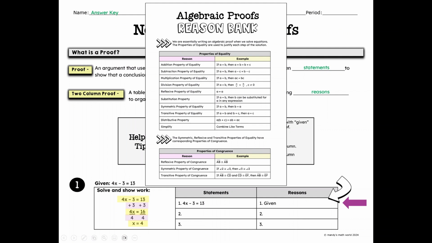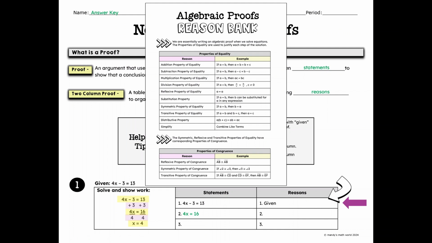So back to our first two-column proof. 4x minus 3 equals 13. That's what we were given. The next step that I've highlighted in yellow, 4x equals 16, that's what we're gonna write in our statements column in number 2. Our reason is, what did we do to get to 4x equals 16?